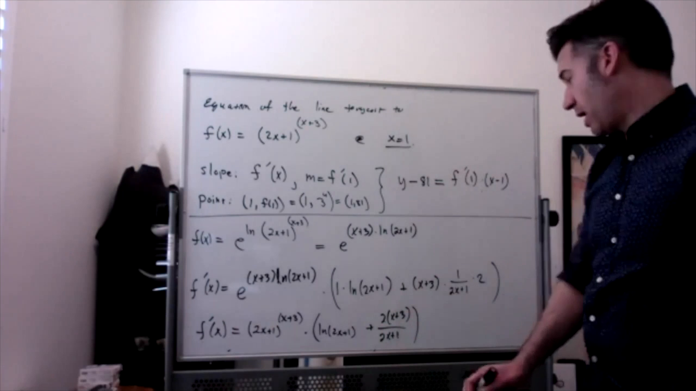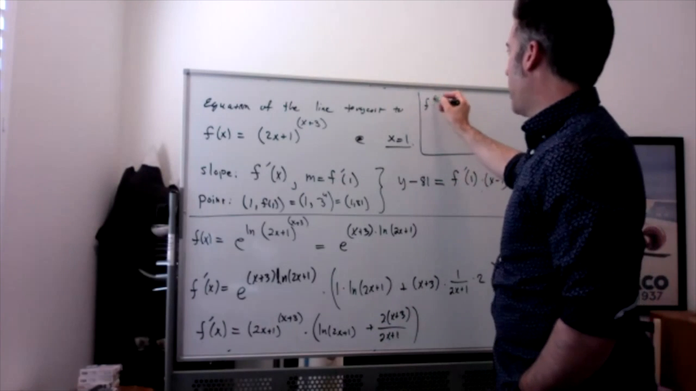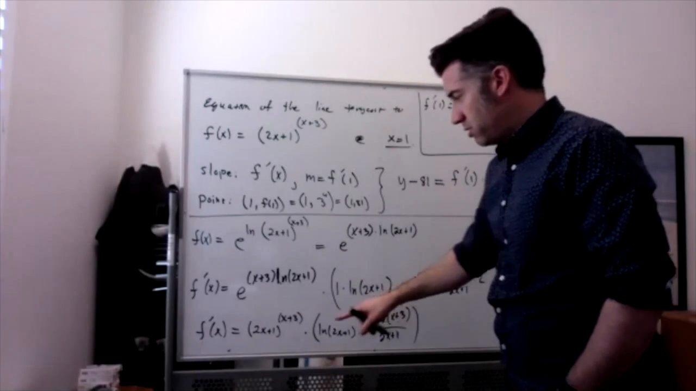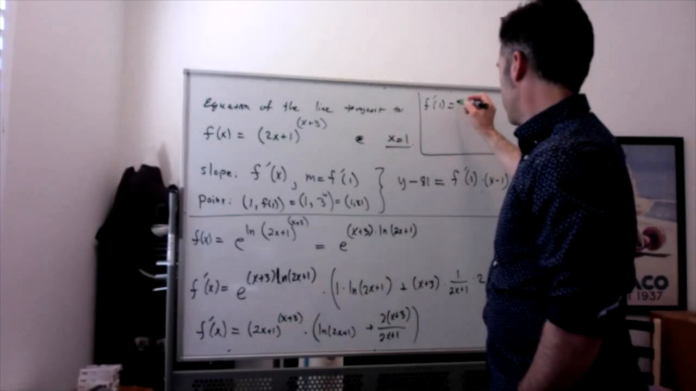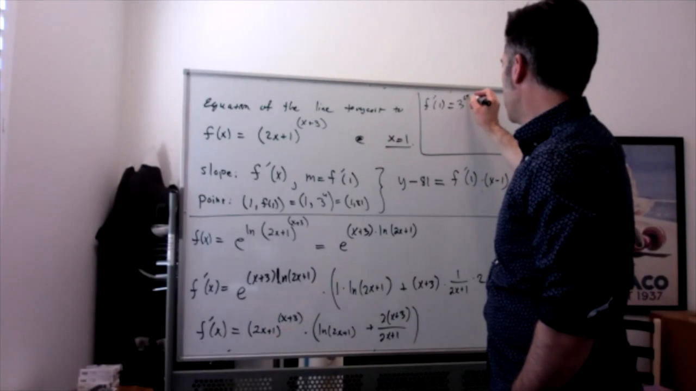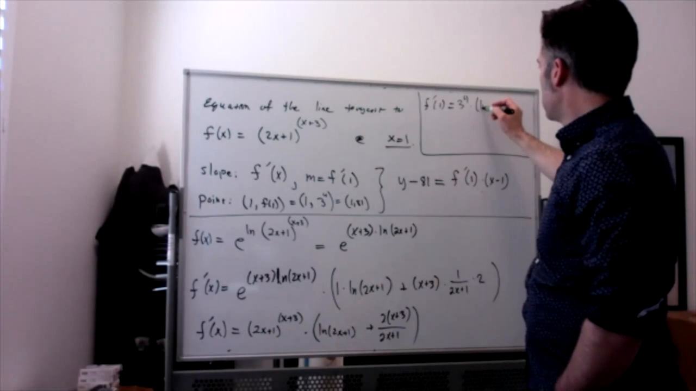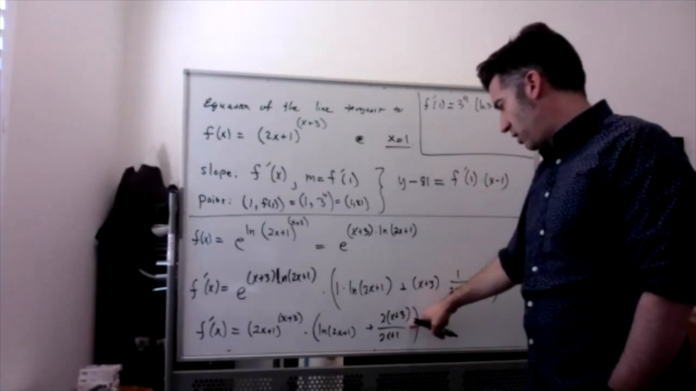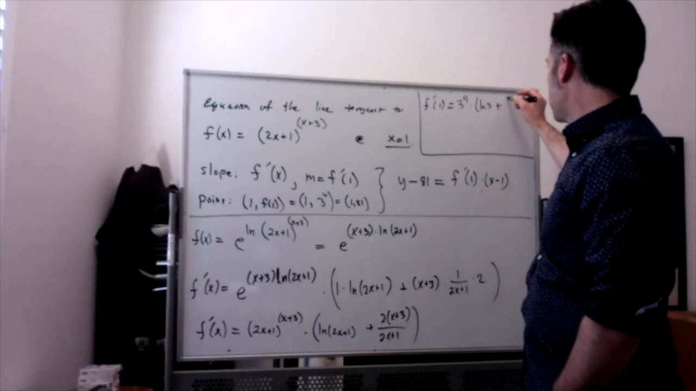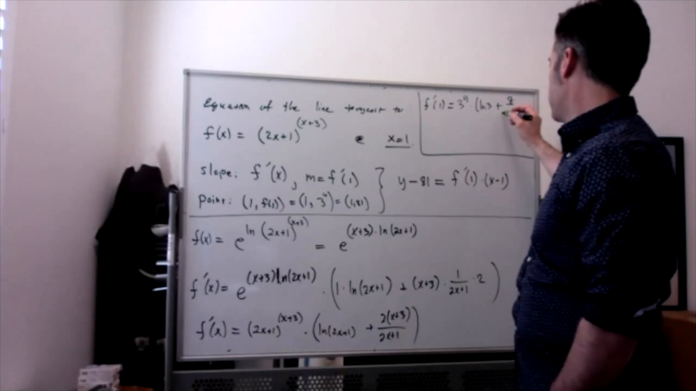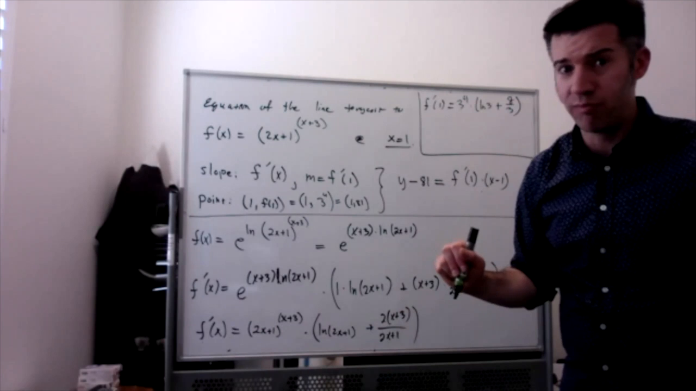All right, so now let's do it up here. f prime of 1 is going to be, so plugging in 1, I'm going to get 3 to the 4th times, plugging in 1 here, I get the natural log of 3, and plugging in 1 here, I get 2 times 4 over 2 plus 1. So 2 times 4 is 8 over 2 plus 1 is 3. And that's my really lovely looking slope.